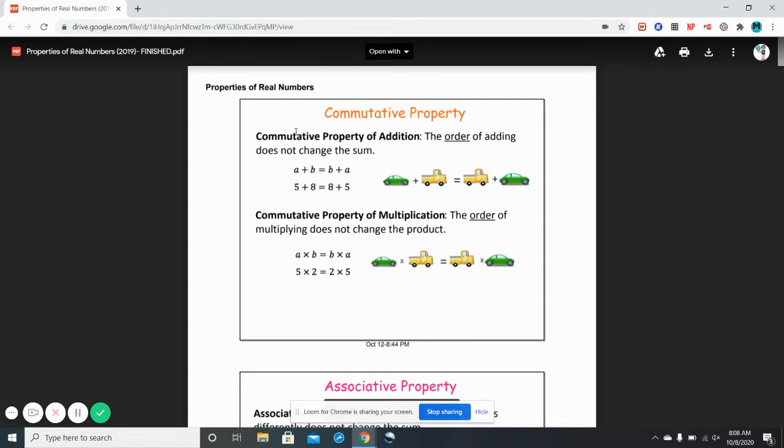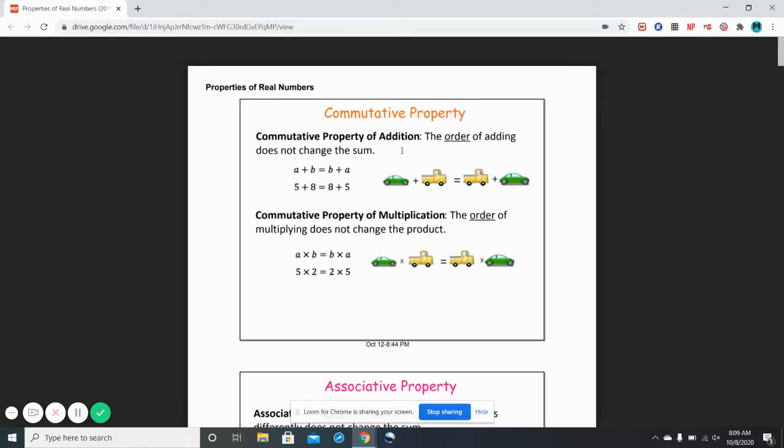So, commutative property of addition. The commutative property in general explains that if you have the same two numbers, it doesn't matter if you flip them. As long as they're the same two numbers on each side, it will still be the same answer. As you see here, A plus B, those are the two numbers. And on the other side, there's B plus A. Even though it's B plus A, there's still A and B, and it doesn't matter the order. So that's why that is the commutative property of addition.